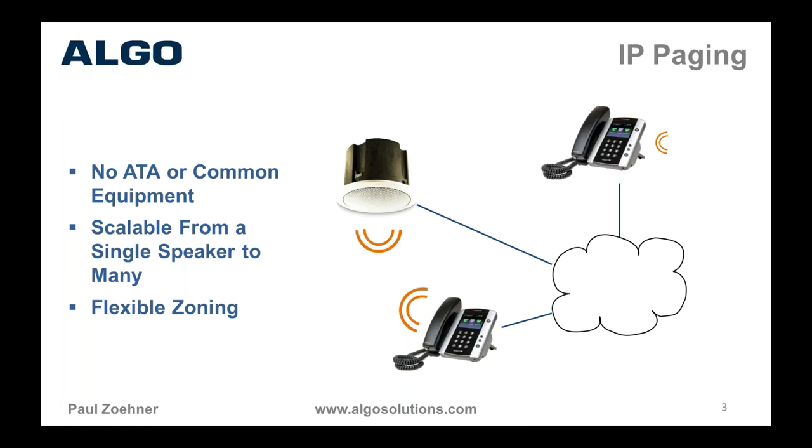Also very flexible in the zoning. It doesn't really matter where the speakers are or how you want to zone them. That can be decided later or changed at any time. So one of the nice things about IP paging, if you're using IP speakers particularly, is it is scalable and linear from one speaker to many thousands.